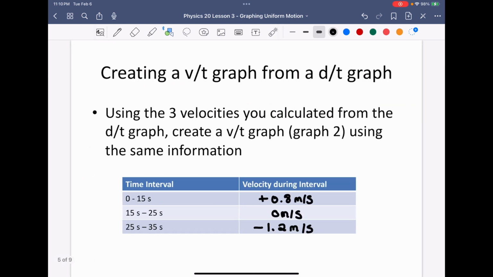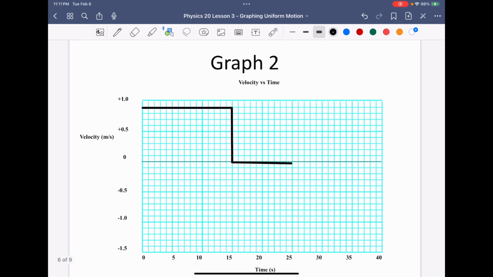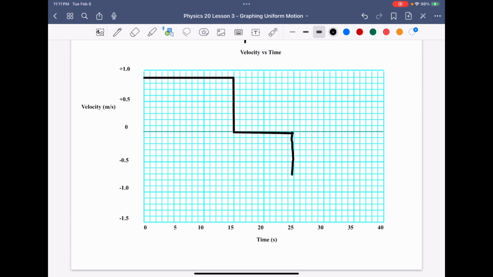Now we're going to go into our last interval, negative 1.2 from 25 seconds to 35 seconds, aka another 10 seconds pass at this new velocity. So we're going to draw down. I'm going to go all the way down to 1.2, which I believe to be here. And then I'm going to go over for 10 seconds, which puts us to 35. And there's our end position.